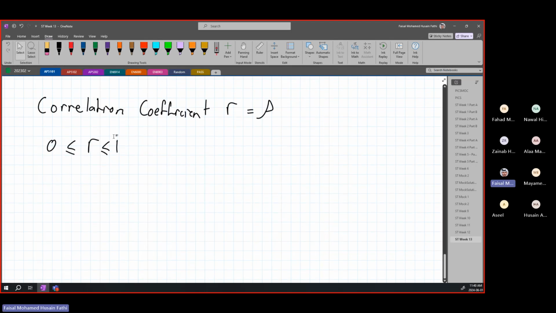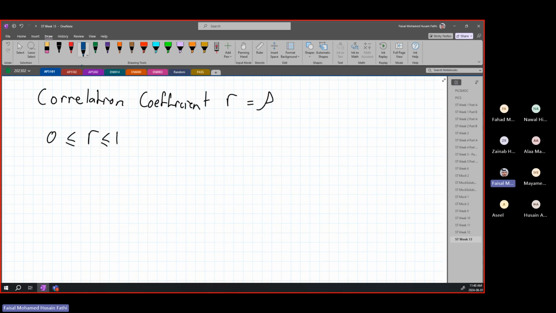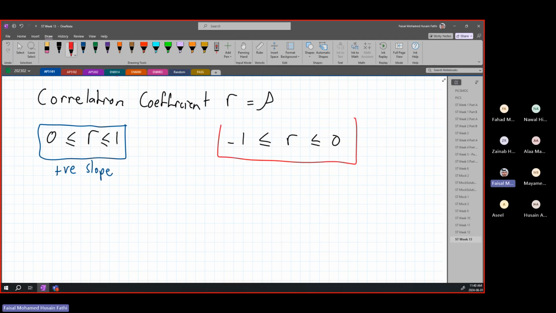So you get a better understanding of what this R value is. Obviously, this is for a positive slope. Okay. For a negative slope, the value of R, I should put it the other way around, should be greater than or equal to negative 1 and less than or equal to 0, because the value of R is negative when the slope is negative. All right. Don't worry, I'm going to explain what that means in a bit.